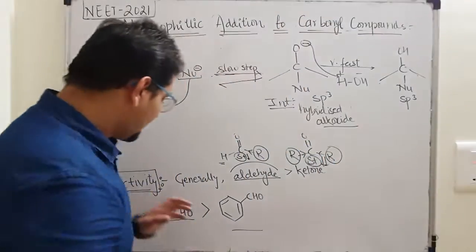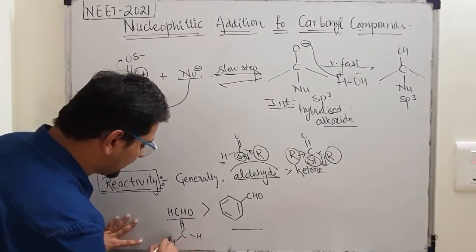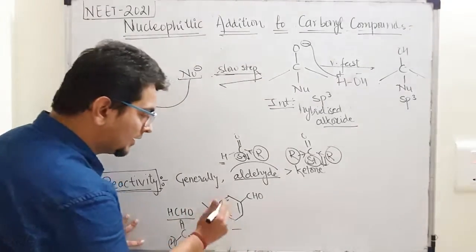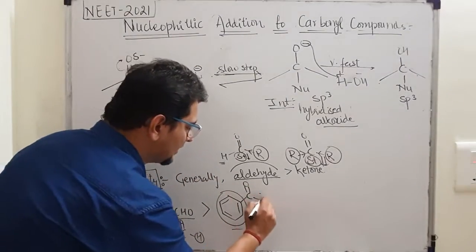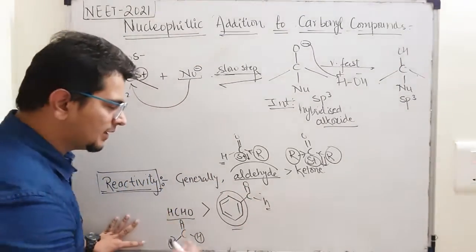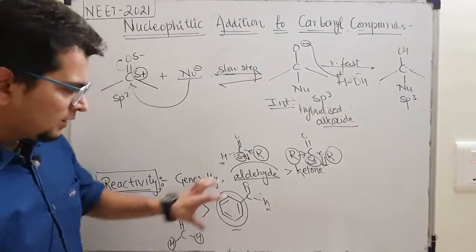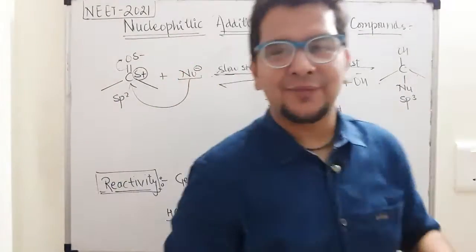See, HCHO means C double bond O with H, H. You were told that H, H are small groups, they will not cause any steric hindrance. Whereas benzene is very big. When we write the structure, we understand one side a small hydrogen is there, but the other side a big benzene is there. It will show more steric hindrance, so automatically reactivity will be lesser. This will more or less give you the correct answer for the NEET exam.